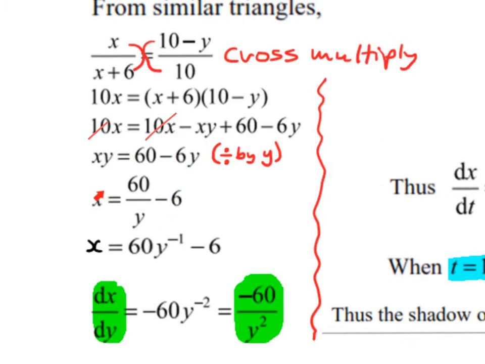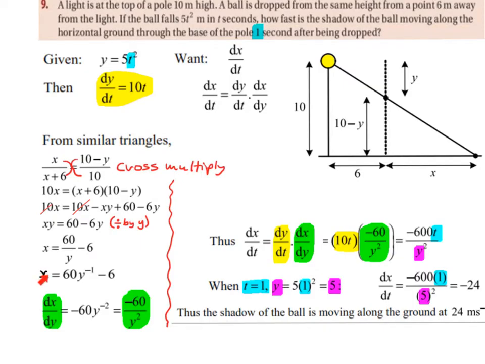So now we have the x on its own, and we can rewrite 60 over y as 60y to the power of minus 1, and we still have the minus 6. So if x is equal to 60y to the power of minus 1 minus 6, then dx/dy, the derivative of x with respect to y, will be minus 60y to the power of minus 2. And we forget about the minus 6 because there's no y term attached. And this can be rewritten as minus 60 over y squared.